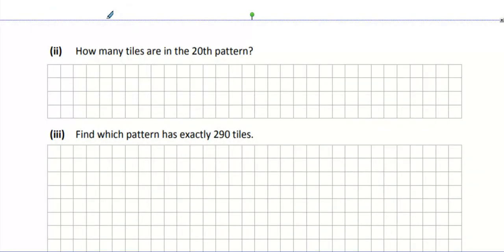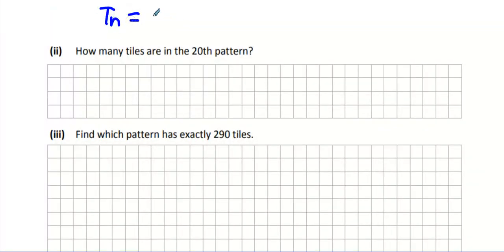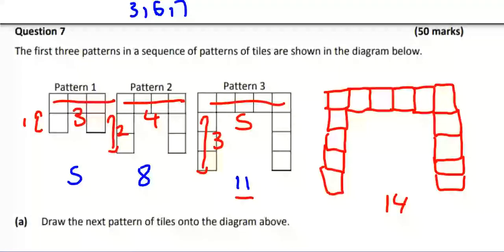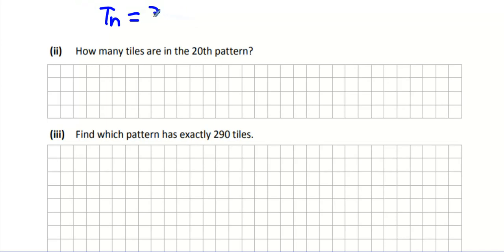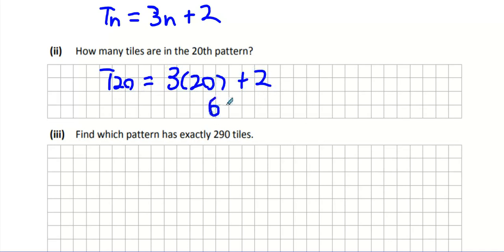How many tiles are in the 20th pattern? What do we say it was again? 3n plus 2? Okay, how do I do that? Yeah, it's T20, isn't it? 3 times 20 plus 2, 62. It's handy. Is it looking for T290 or Tn equals 290?